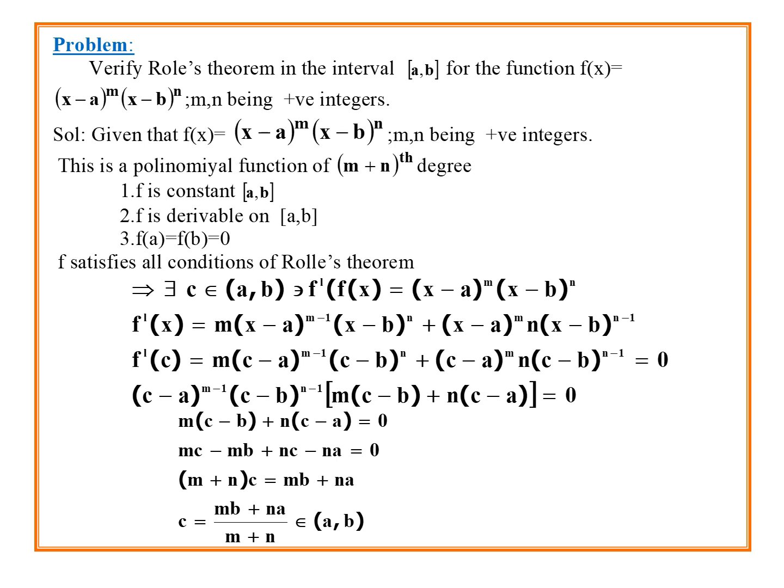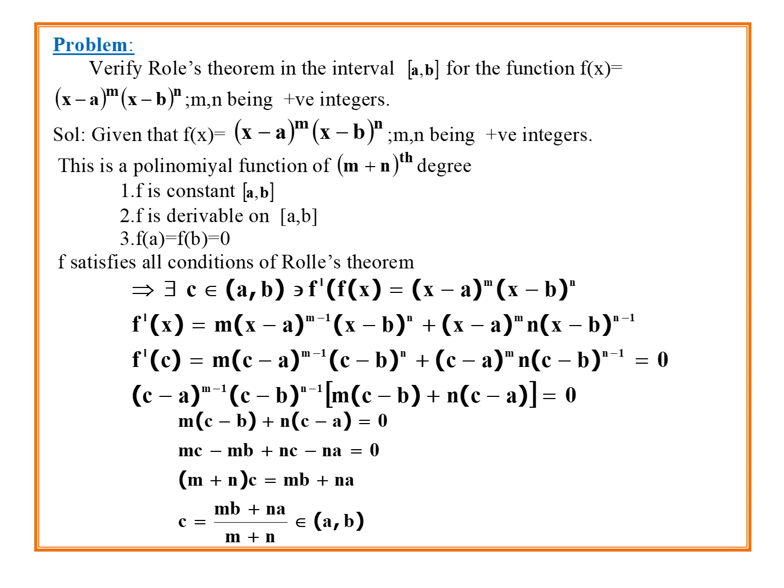How to verify Rolle's theorem on the given problem? The given function f of x is equal to (x minus a) to the power of m, (x minus b) to the power of n, where m, n are positive integers. This is a polynomial function of degree m plus n. The given function is an m plus nth degree polynomial.